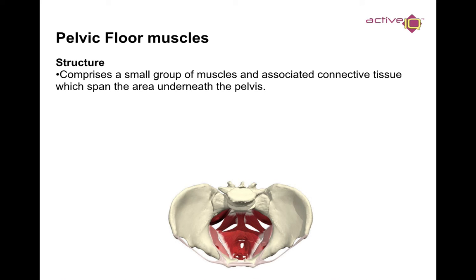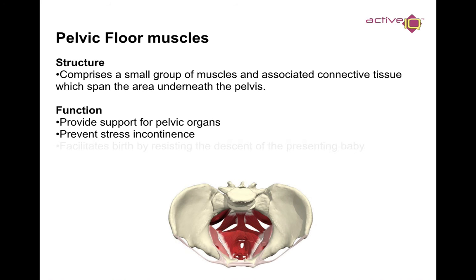All right. So pelvic floor muscles comprise a small group of muscles and associated connective tissue which span the area underneath the pelvis. As you can see in that picture there, you've got your pelvic girdle, and the area directly below that is full of connective tissue and smaller muscles known as the pelvic floor muscles. Their function is to provide support for the pelvic organs, such as the bladder and the intestines. Really, they're the organs which they're supporting.